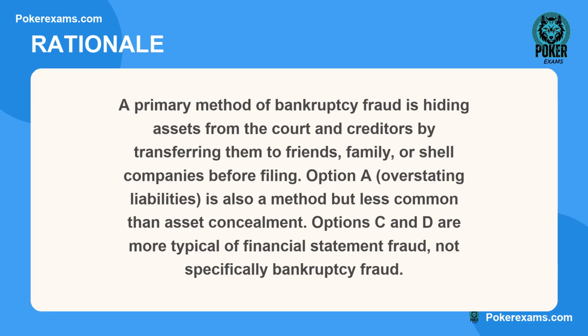Option A, overstating liabilities, is also a method but less common than asset concealment. Options C and D are more typical of financial statement fraud, not specifically bankruptcy fraud.